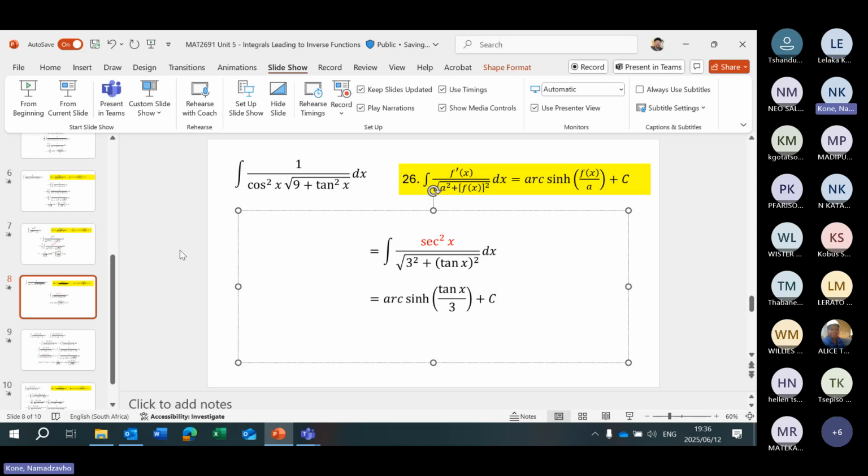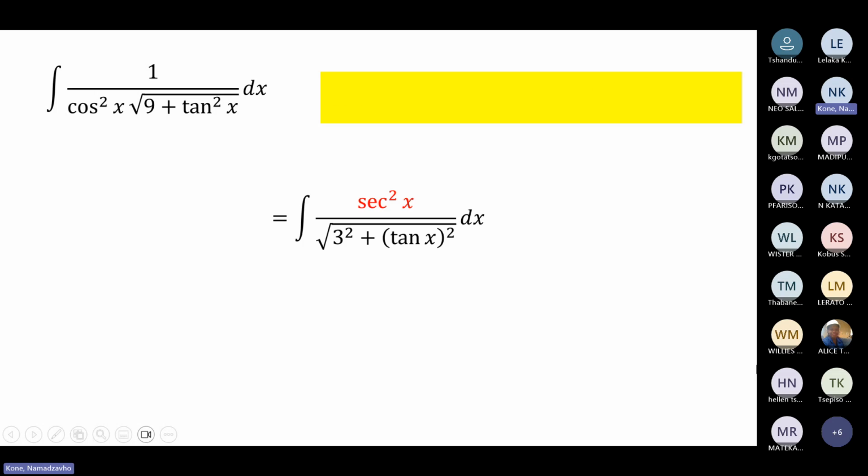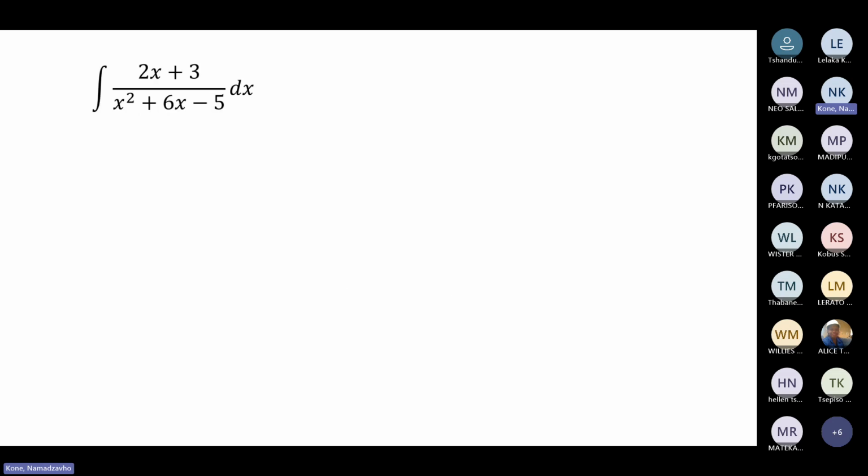Correct. 100%. You see, we are winning here. We are winning so perfectly. So this is how it works. And then this one.